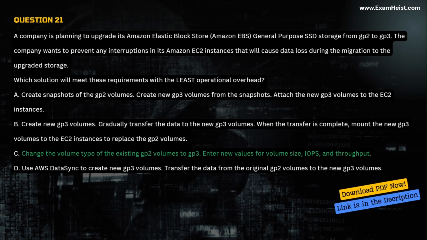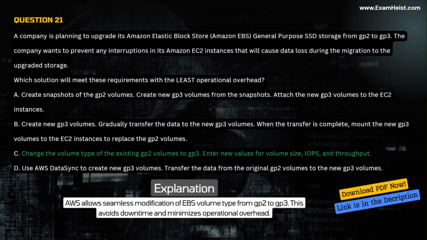Correct answer, C. Change the volume type of the existing GP2 volumes to GP3. Enter new values for volume size, IOPS, and throughput. Explanation: AWS allows seamless modification of EBS volume type from GP2 to GP3. This avoids downtime and minimizes operational overhead.